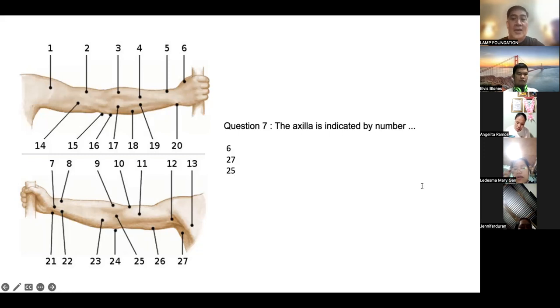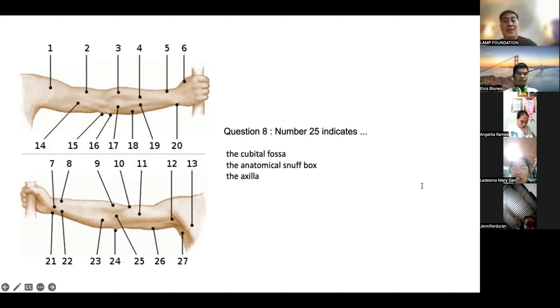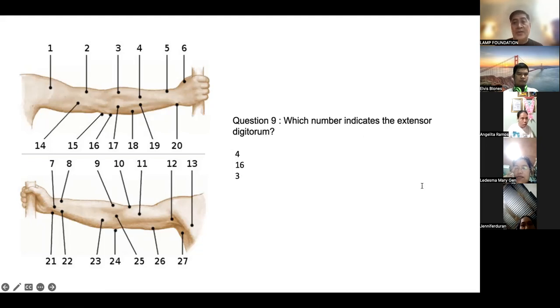The axilla is indicated by number 27. Okay, what's the Filipino counterpart of the axilla? Kilikili. For armpit, yes. O, di ba mas maganda pag axilla? Okay. Number 25 indicates what? Cubital fossa. Very good. Which number indicates the extensor digitorum?